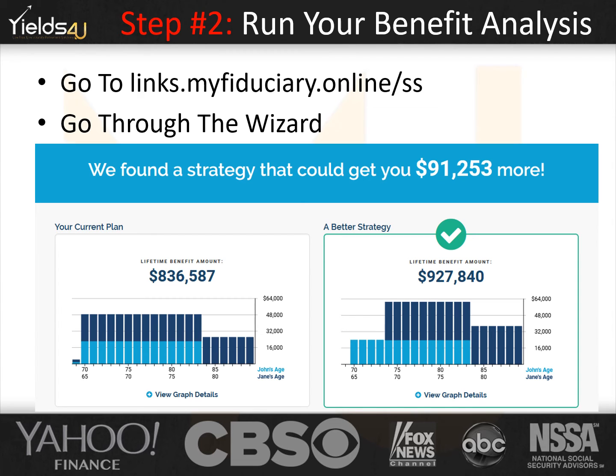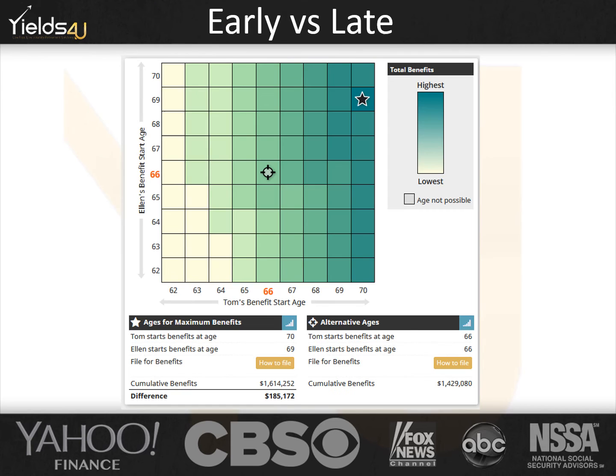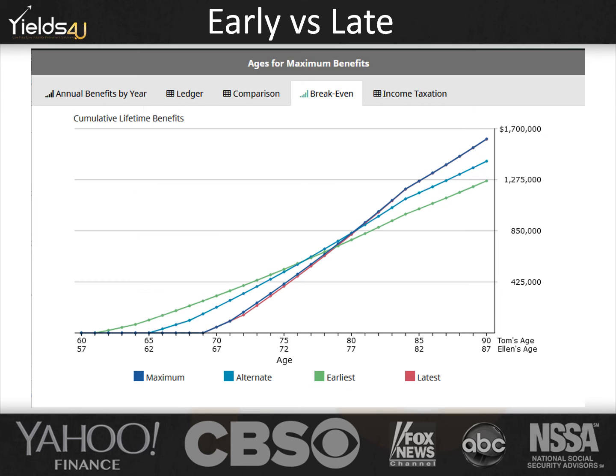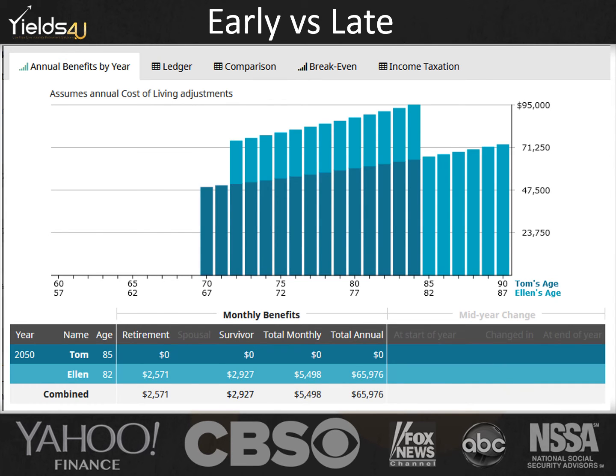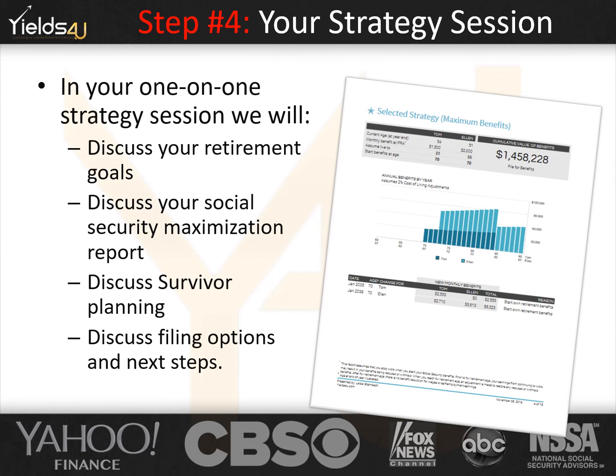That will send the data to me and my team so we can run a more detailed analysis. Once we receive that information, we'll print out your report and we will email it to you and reach out and schedule your one-on-one strategy session. Or you can reach out proactively to us and schedule it. The information's on your screen. During your strategy session, we will discuss the various filing strategies available to you. We will discuss survivorship planning and how to account for the 50% reduction in benefits and help you decide what's the best filing strategy for yourself and your loved ones.